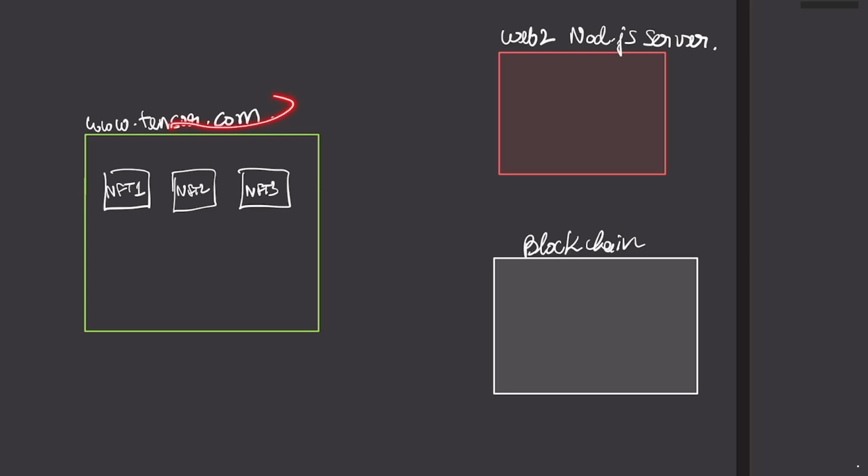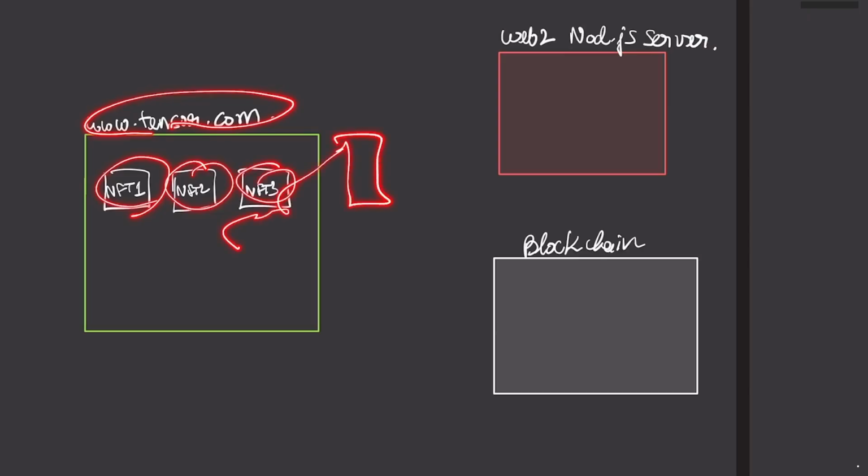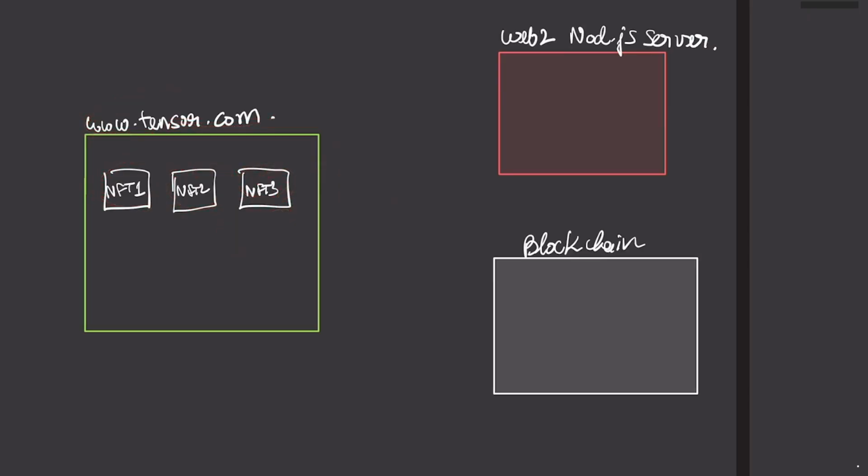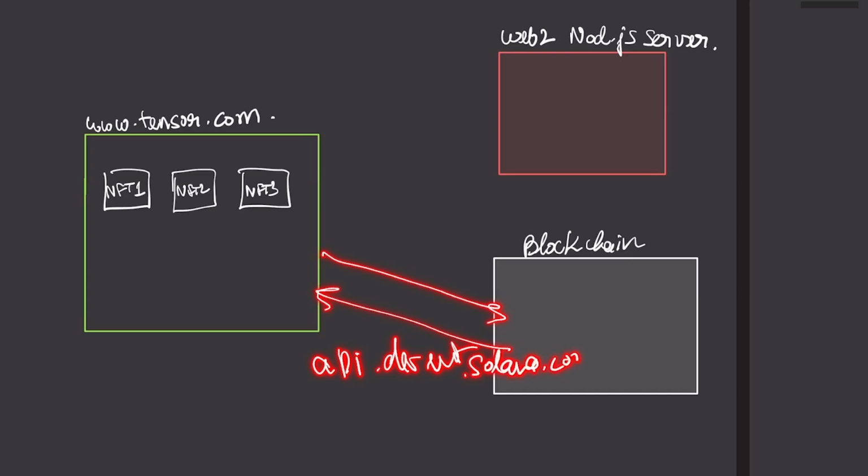You go to tensor.com. It will show you a bunch of NFTs. You can click on buy. It will pop up a wallet. You approve. That NFT gets credited into your wallet or your address. So that is what Tensor is. And most of the time, when you go to tensor.com, you are interacting with the blockchain, or more specifically, an RPC URL of the blockchain.